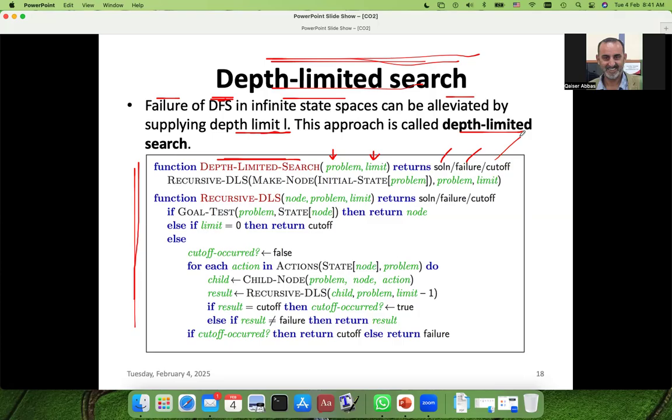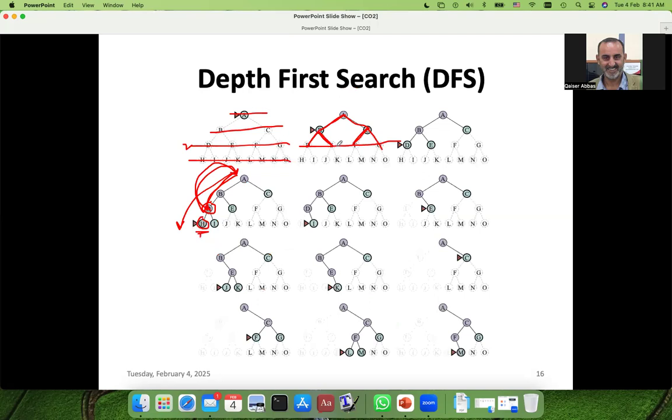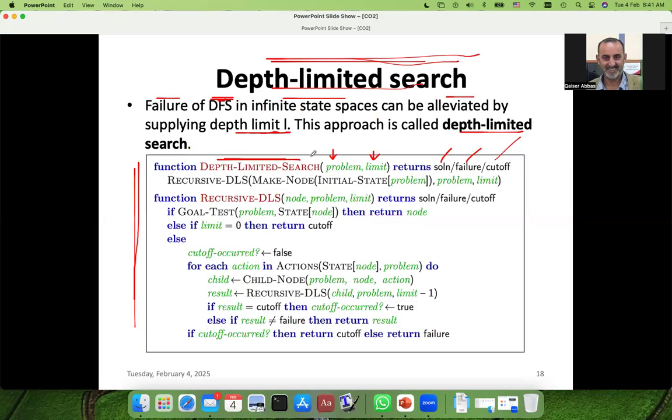If you have introduced 2, then this is the boundary. This is cutoff. If you have introduced limit 1, then this is the cutoff. This is the limit, which is 1. Then we are calling recursive depth limited search.